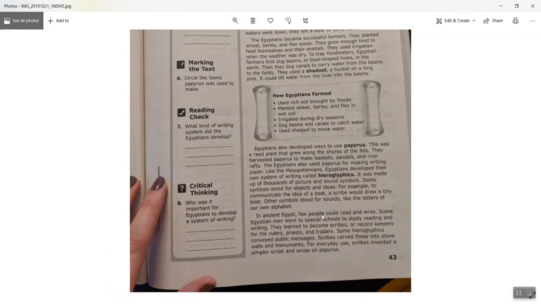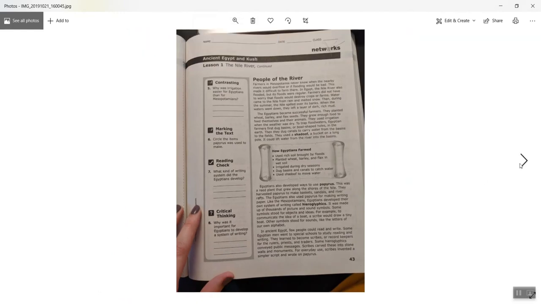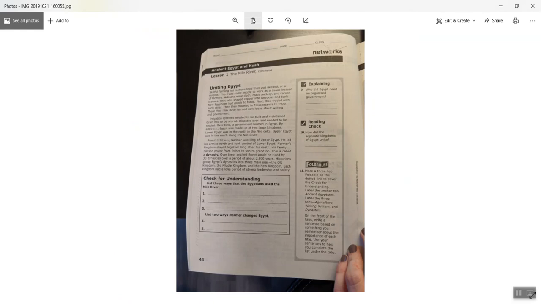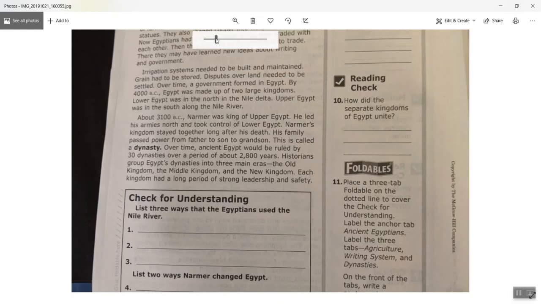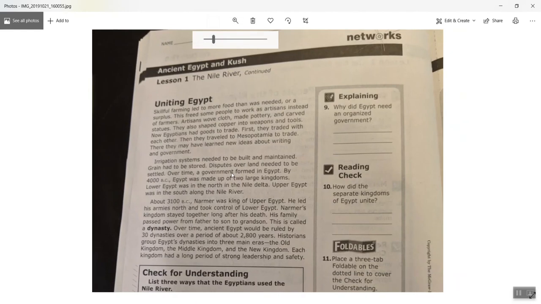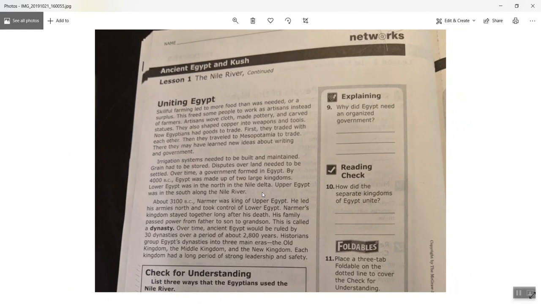Number 8 is critical thinking, so you're going to have to think of this outside of the text. Why was it important for Egyptians to develop a system of writing? All right, going to our last page. Uniting Egypt, on page 44.